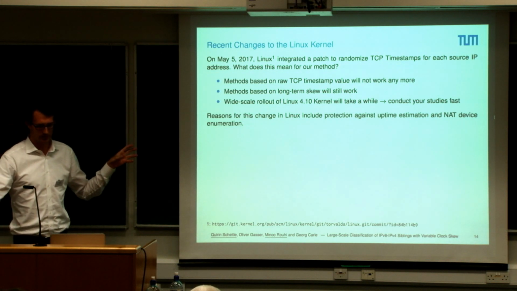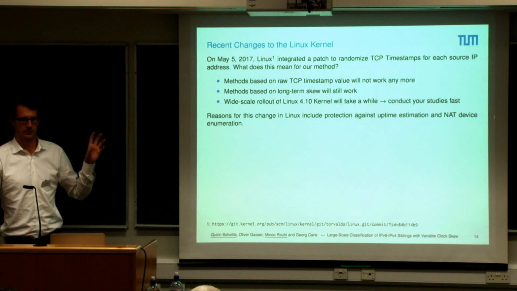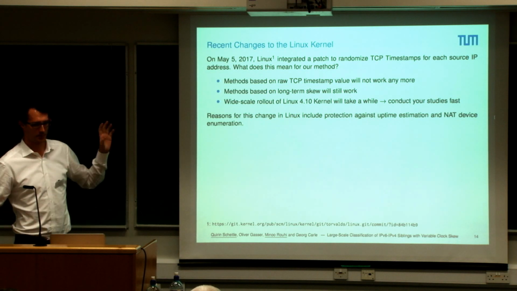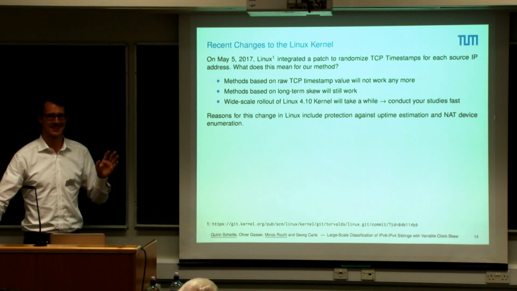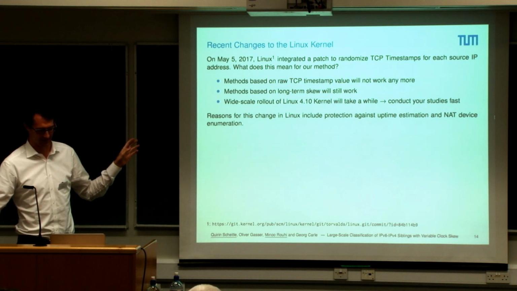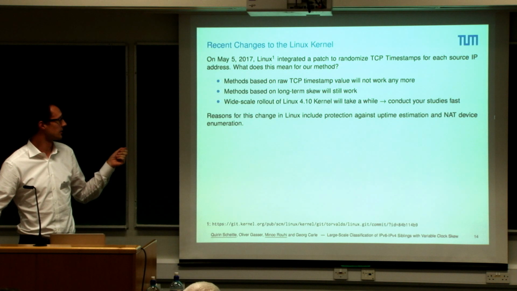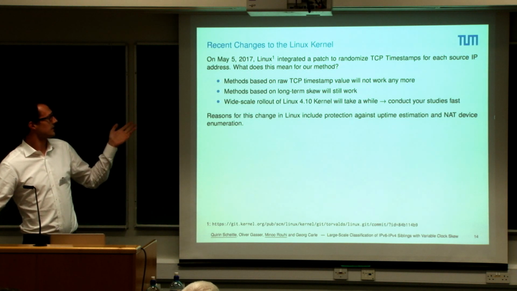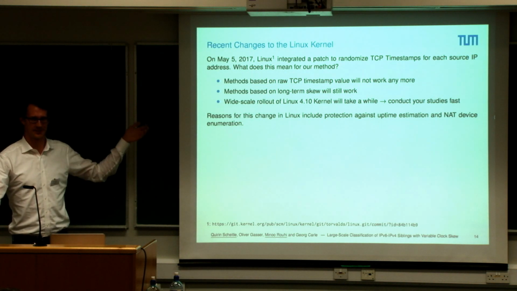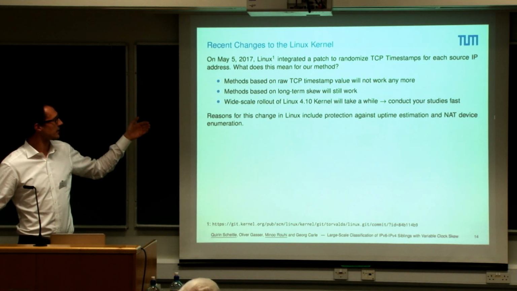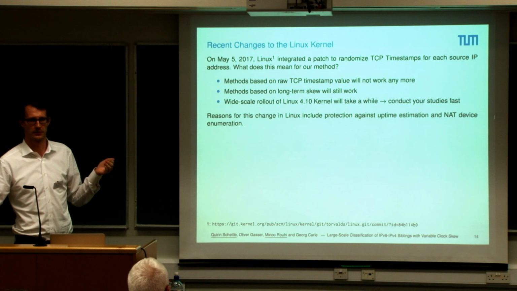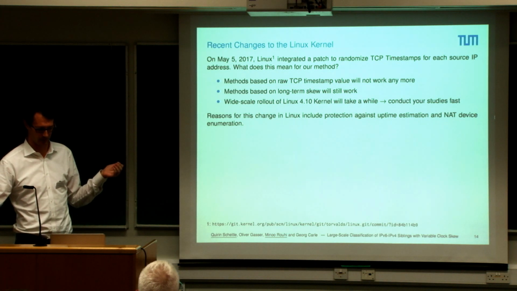So that is one of the reasons, and also uptime estimation. There are some blog posts on the internet that say, disable TCP timestamps, people can guess your uptime. I think that's a bad idea, but that was one of the reasons why they included it in the kernel. Basically, these raw TCP timestamp methods that the machine learning nicely found will not work in these versions anymore. But the long-term skew-based measurements will still work perfectly fine.